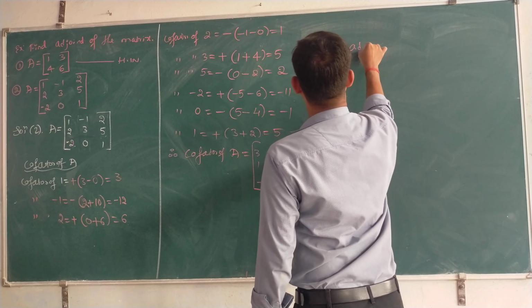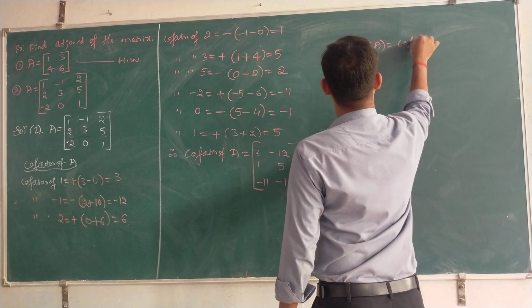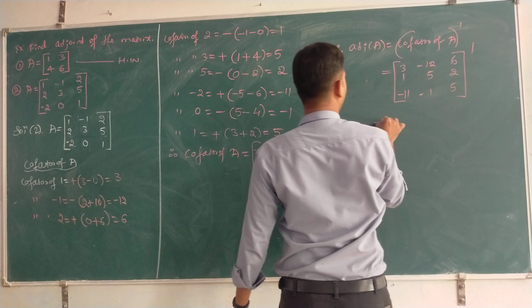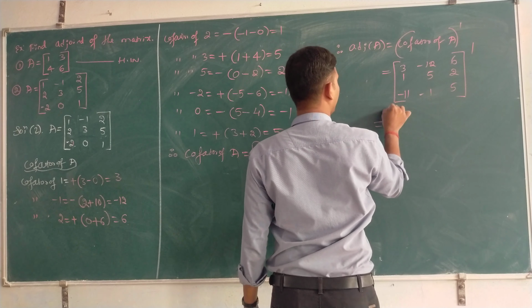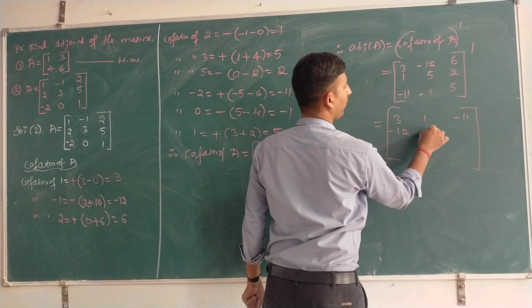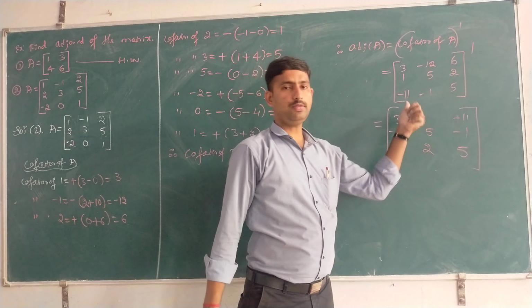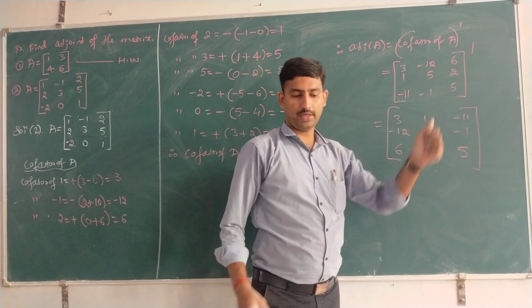Therefore, the adjoint of capital A is nothing but the cofactor of capital A transpose. What are the values of the cofactor? 3 1 minus 11, minus 12 5 minus 1, 6 2 5, transpose, which is nothing but 3 1 minus 11, row becomes column, 12 5 minus 1, 6 2 5. All the row values become column values, and column values become row values.